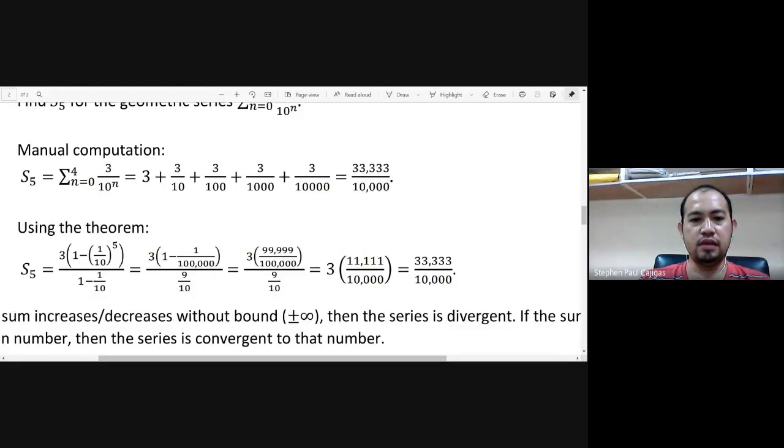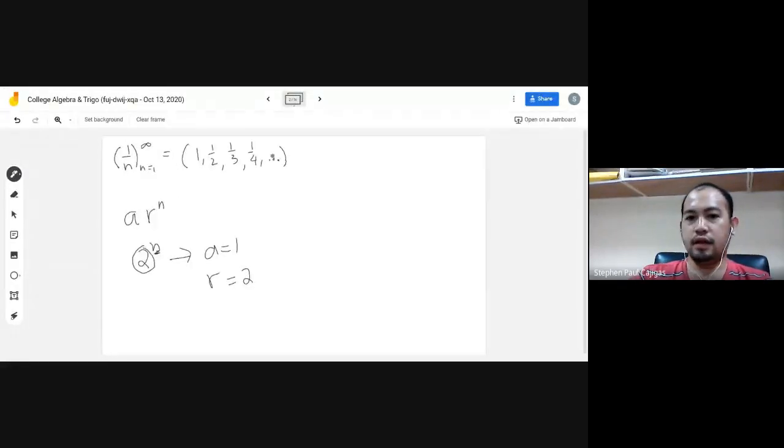And if we use the theorem, so amo na inhiya. Our a this time, so let's dissect first this sequence. The sequence is 3 over 10 to the n. Now for this one, the one that's being raised to n is the denominator. Please notice this is equal to 3 times 1 over 10 to the n. So I can write 3 over 10 to the n as 3 times 1 over 10 to the n. So this tells us that a is equal to 3 and our r, the common ratio, is 1 over 10.